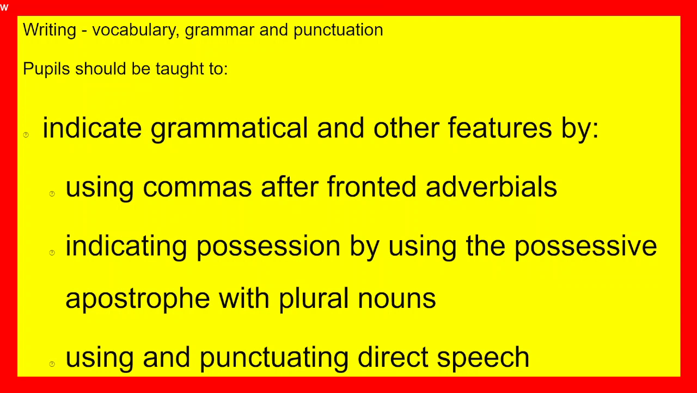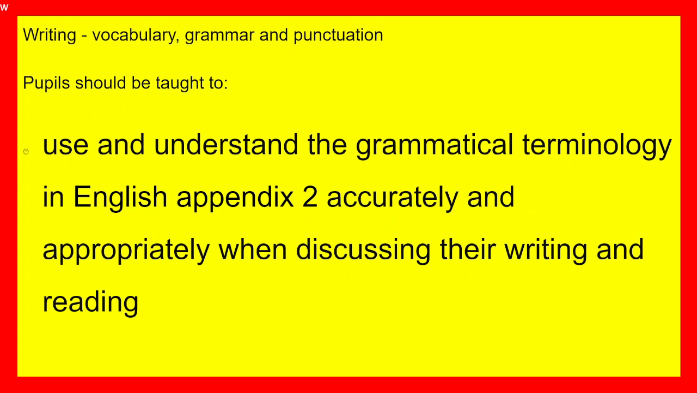Children should be taught to indicate grammatical and other features by using commas after fronted adverbials, indicating possession by using the possessive apostrophe with plural nouns, using and punctuating direct speech. Use and understand the grammatical terminology which is given in English Appendix 2 accurately and appropriately when discussing their writing and reading.